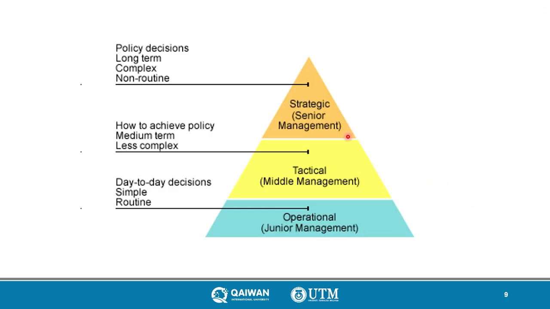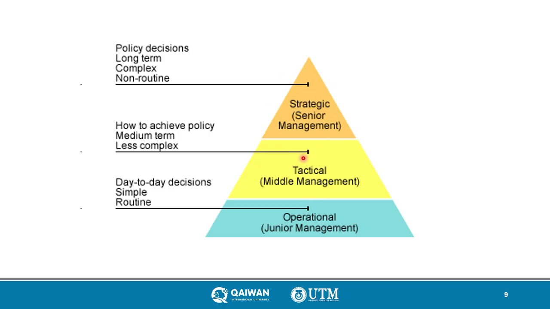Now, these are the operational or junior management. They would track the day-to-day decisions. It is simple and routine, and they would get the information from the tactical or middle management, and the middle management will get it from the senior management.